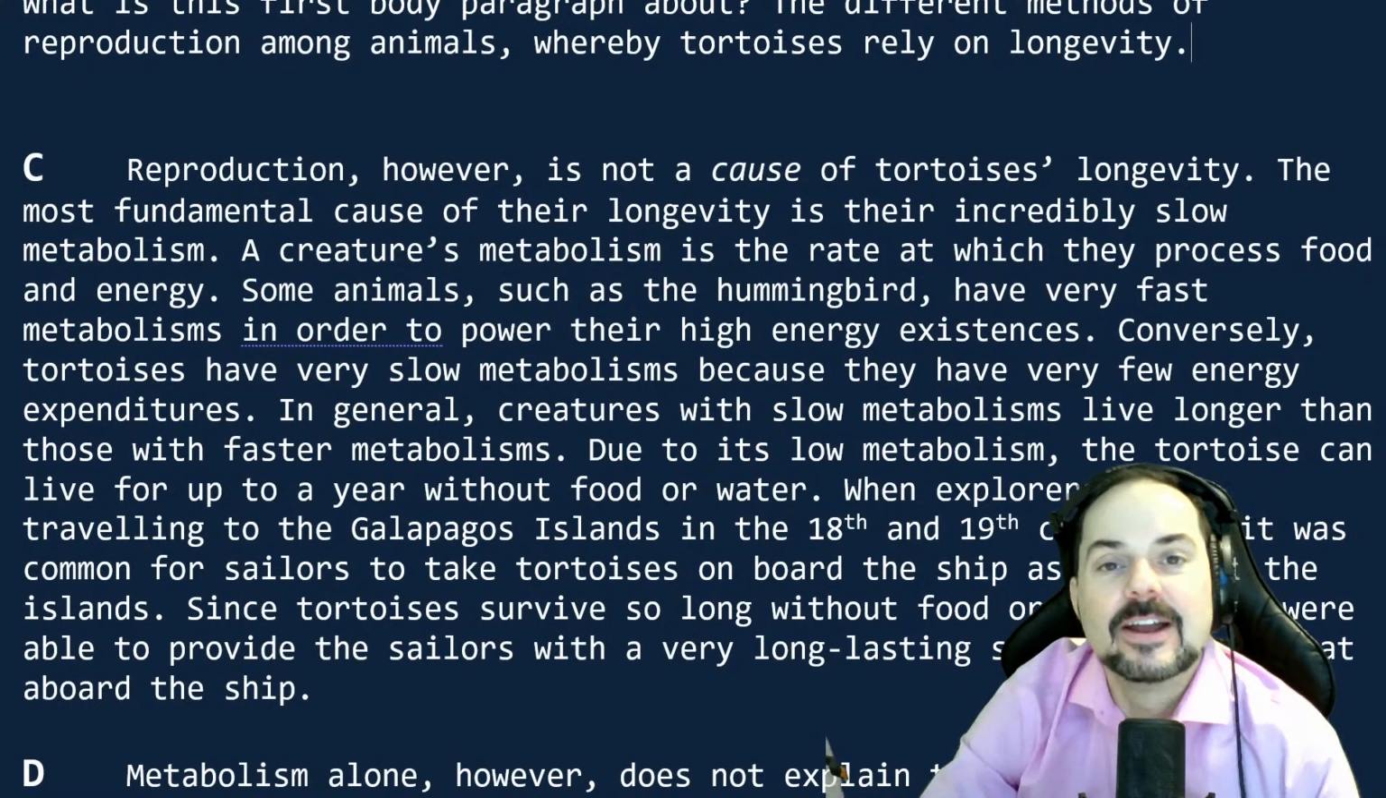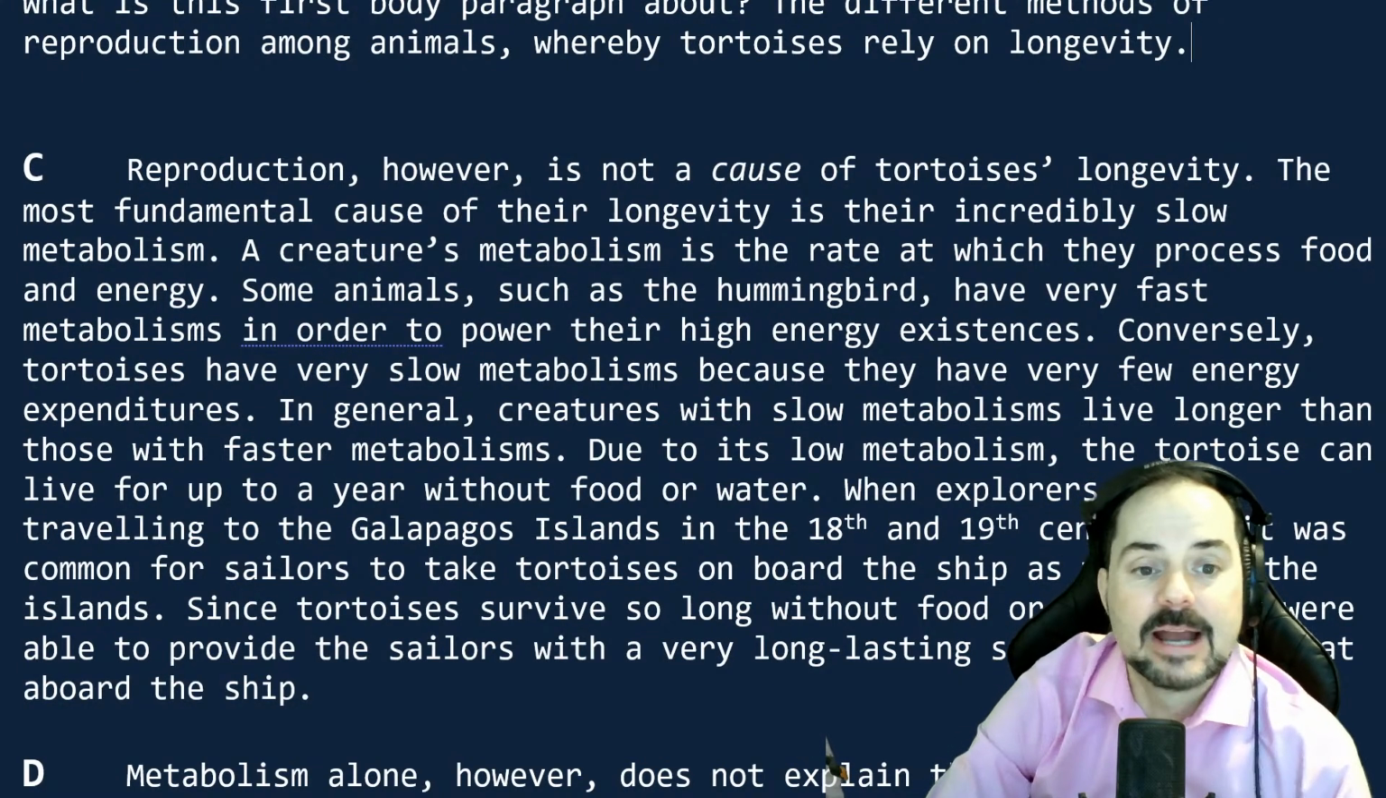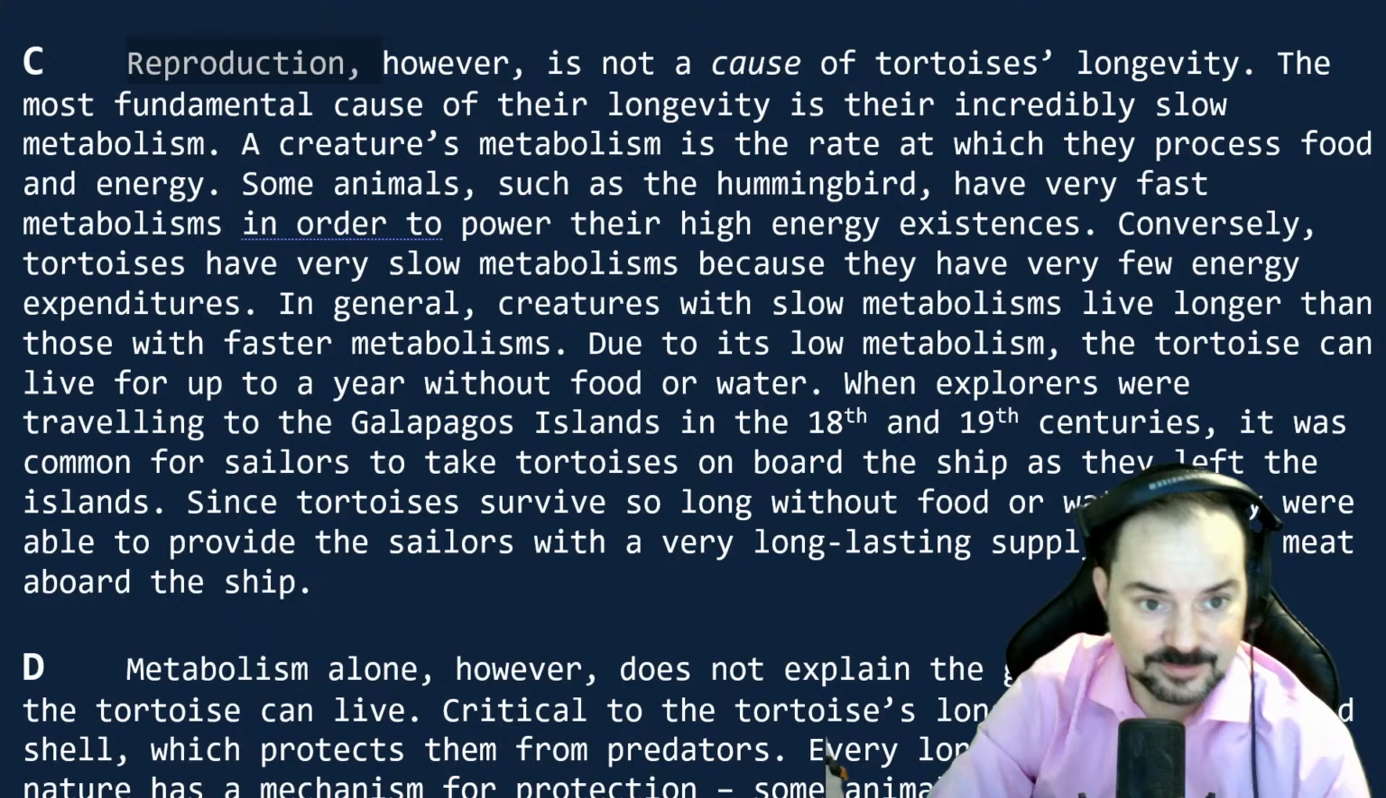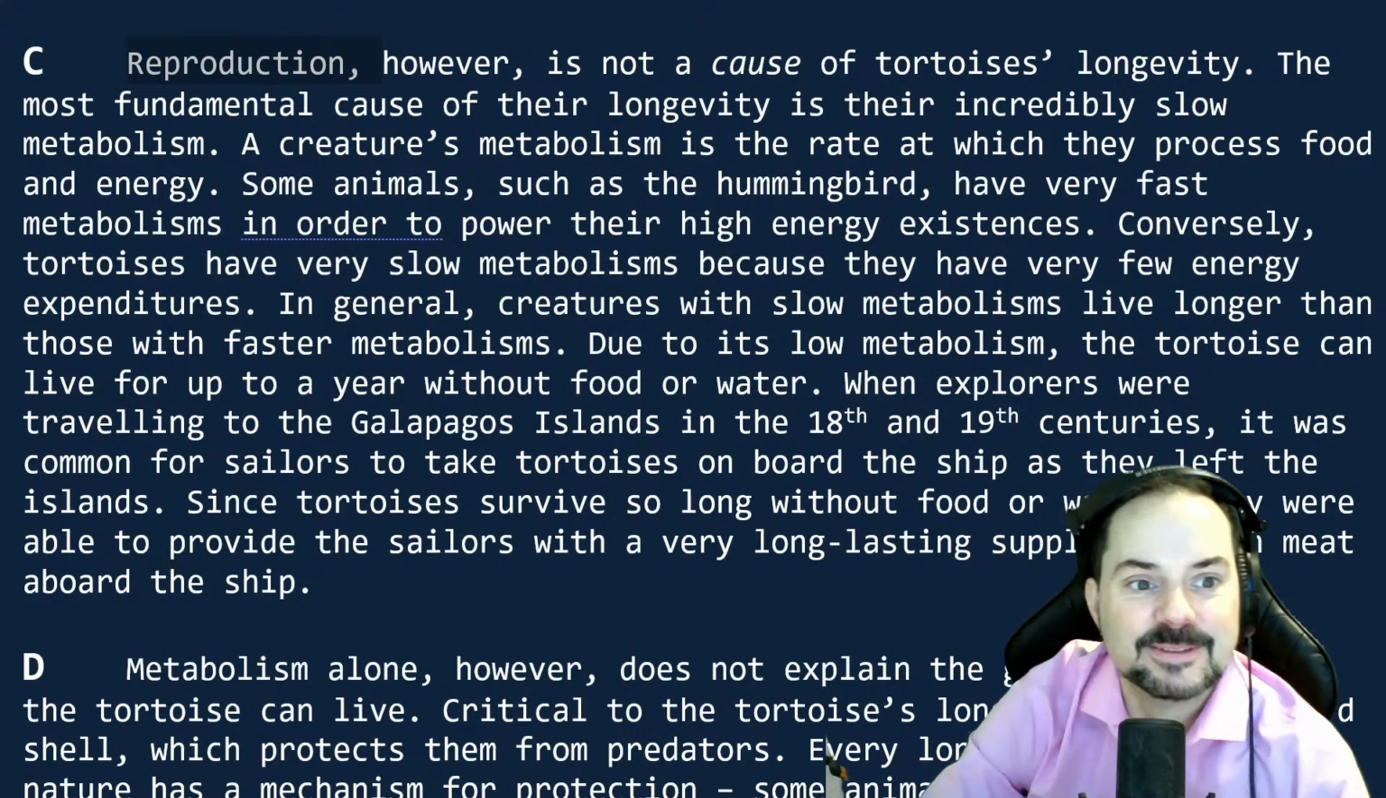Okay. All right. Romelia, paragraph C is coming up on your screen. Whenever you're ready, go ahead and start reading from "reproduction." Okay, C, yeah? Okay.